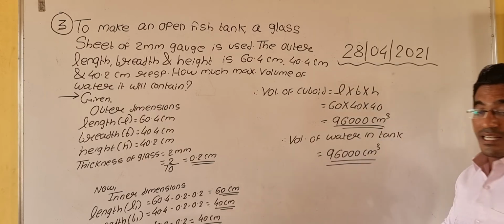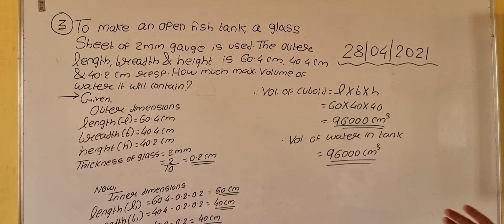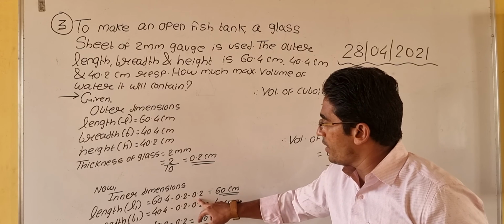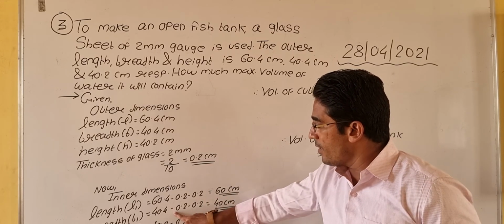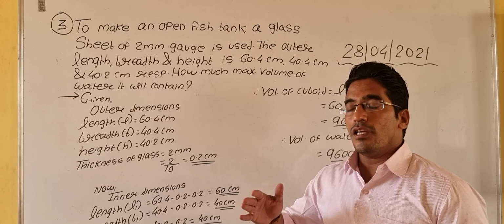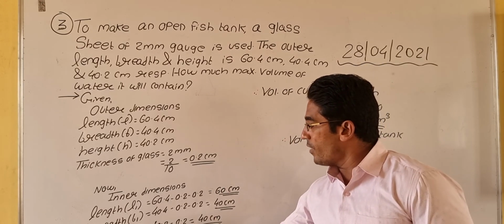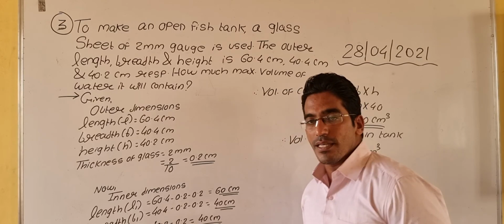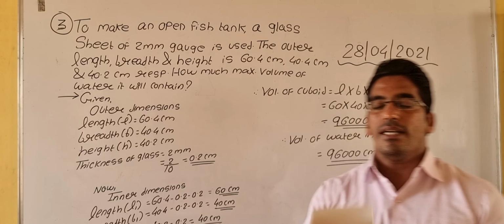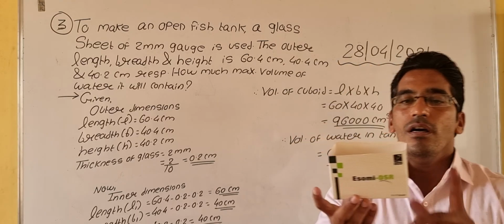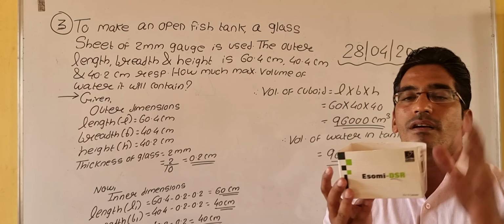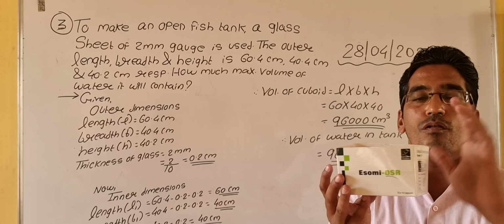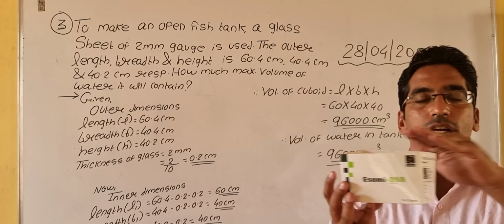So very easy sum. Just we have to consider the thickness of the glass and we separate it from both the ends. So 60.4 minus 0.2 minus 0.2. I got the answer 60. Same for breadth. Since the tank is open at the top, so we separated only once 0.2. So 40.2 minus 0.2 is equal to 40 centimeter. We can take the example of the tank. It is open at the top, so we will separate the thickness from both the sides. We will separate the thickness for length and breadth from both the sides, but for height we will separate it only once because it is open at the top.